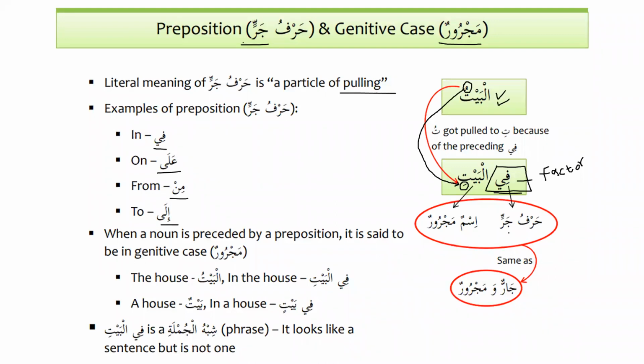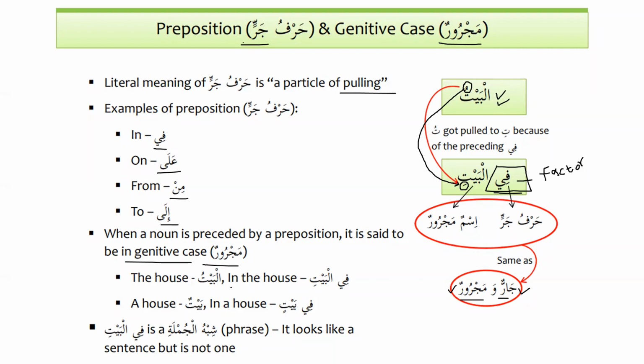So fi is harfu jarrin, and al-bayt is ismu majrurun, or ismun majrurun. And the same construction, the whole construction is called what? Jarrun wa majrurun. The one who drags and the one who is being dragged. Who drags? Harf jar. Who is being dragged? The noun. So that's why it is called jarrun wa majrurun. The one who pulls and the one who is being pulled. Okay. So when a noun is preceded by a preposition, it is said to be in genitive case. So in English, we say genitive case, and in Arabic, we say majroorun.